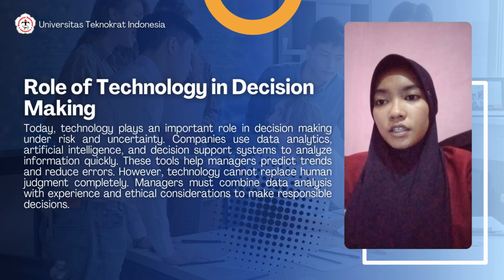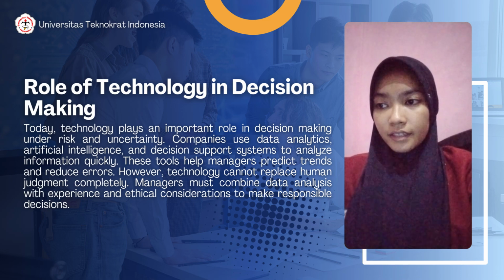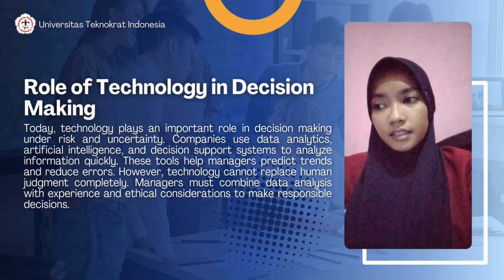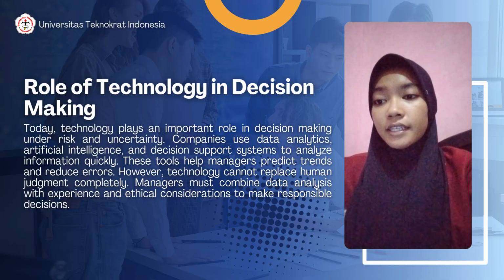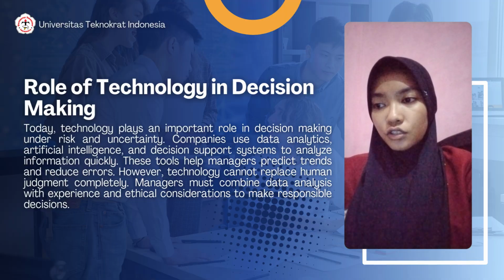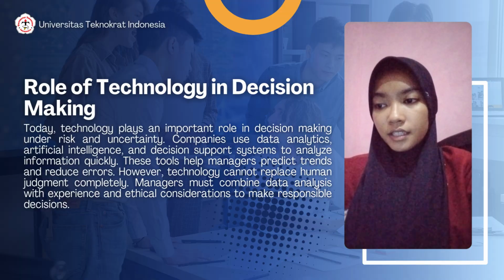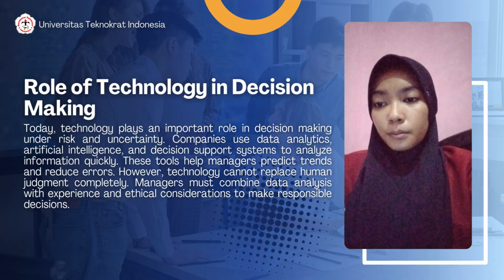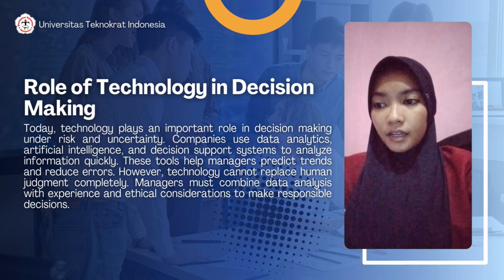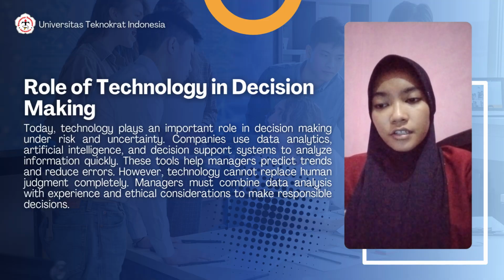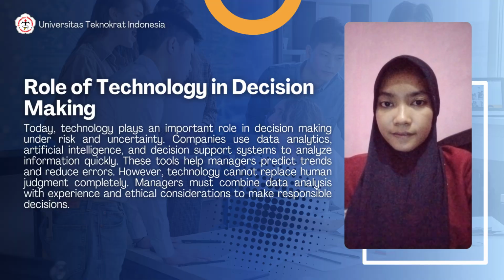Next, the role of technology in decision making. Today, technology plays an important role in decision making under risk and uncertainty. Companies use data analytics, artificial intelligence, and decision support systems to analyze information quickly. These tools help managers predict trends and reduce error. However, technology cannot replace human judgment completely. Managers must combine data analysis with experience and ethical consideration to make responsible decisions.